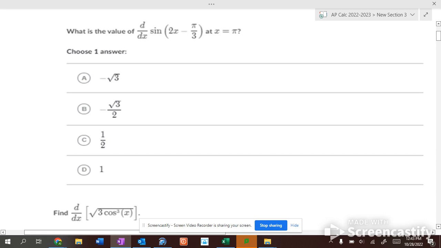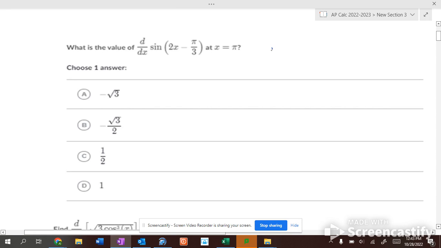Okay. So, what's the value of the first derivative of the sine of 2x minus pi over 3? What do we do? The cosine of 2x minus pi over 3 times 2, because of the chain rule. Okay? So, if we put in pi, what's 2 pi minus 1 pi over 3? 5 pi over 3. What's the cosine of 5 pi over 3?